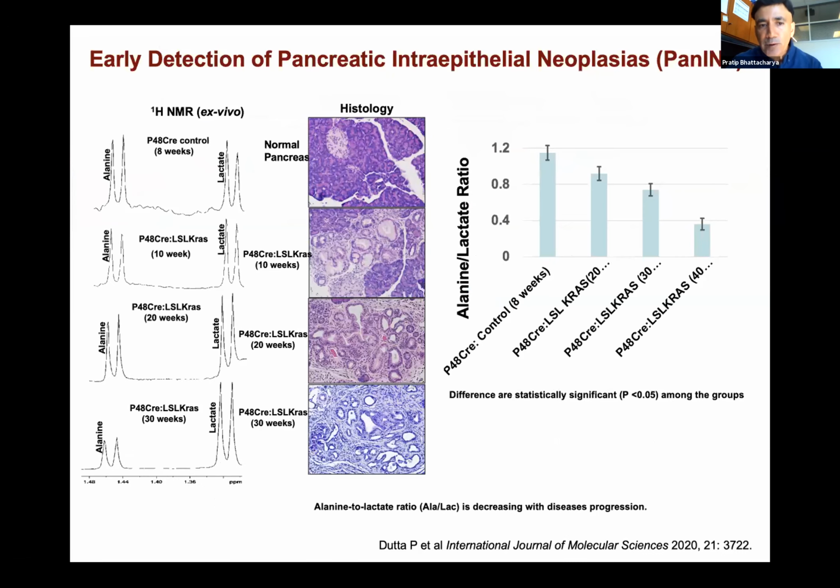So this is a busy slide, I want to keep your attention. The top one is a normal mouse. 10 weeks is PanIN1, early stage pancreatic inflammation, not even early stage cancer. 20 weeks is a later stage, still PanIN, and 30 weeks is full-blown, or just early stage, pancreatic cancer. So at 10 weeks and 20 weeks, they are not cancer, but they're early stage inflammation.